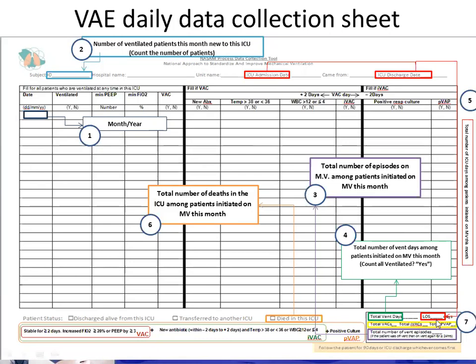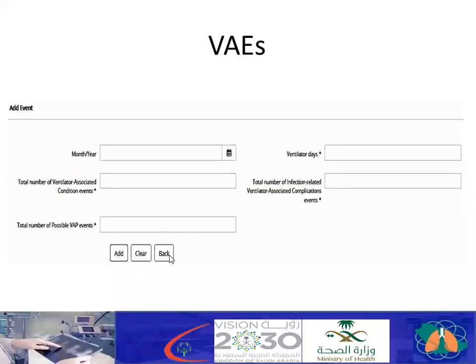The seventh one, which is here, is getting the total number of VAC, IVAC, and BVAP. Then we have the outcomes, which is if the patient was discharged alive from this ICU or died. So at the end, we will get the total number of deaths.